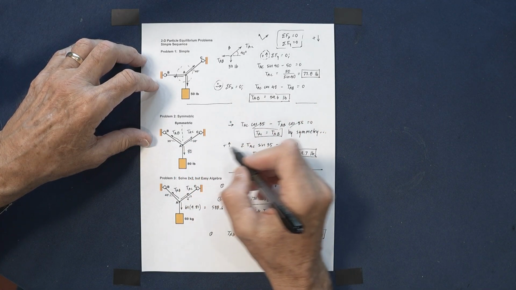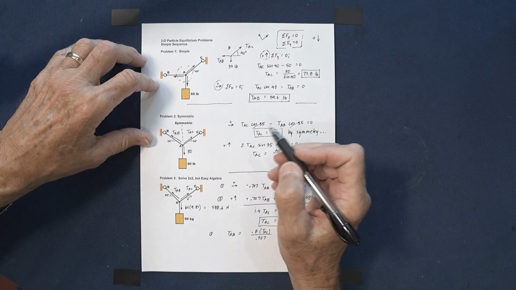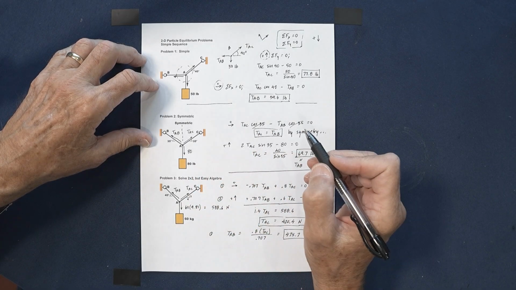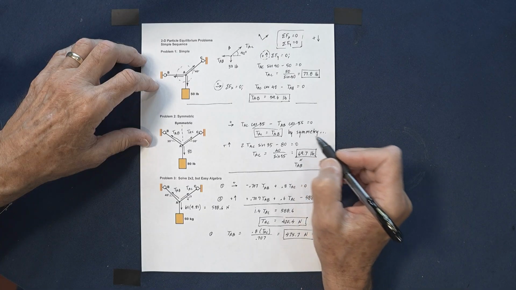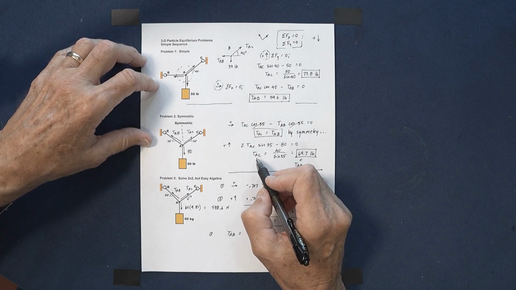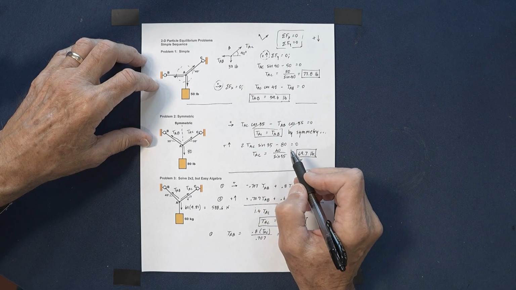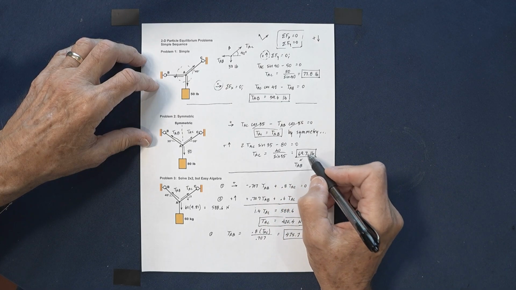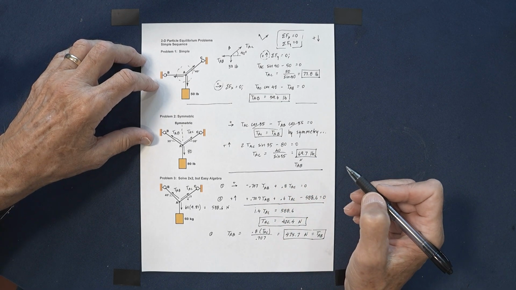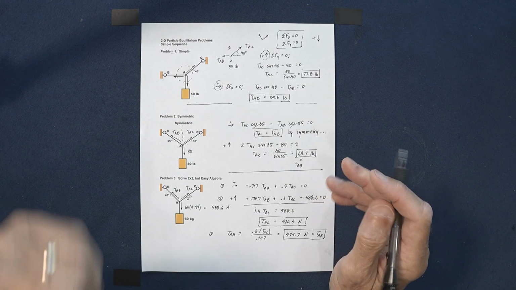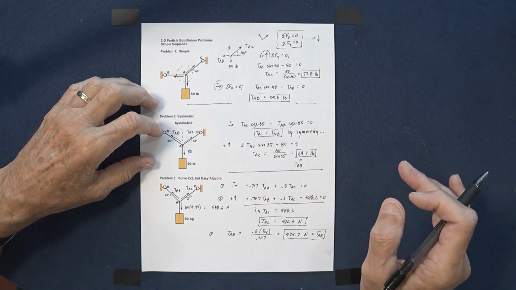And so I've got 2, I'll take up to be positive. I've got 2 TAC sine 35 minus 80 is equal to 0. So TAC is equal to 40 divided by sine 35, which is 69.7 pounds, which is also equal to TAB. And so, relatively simple problem.